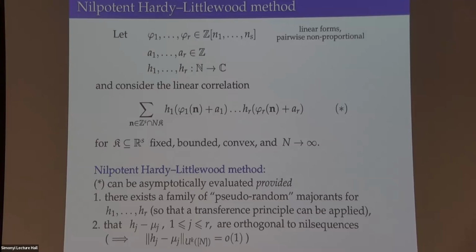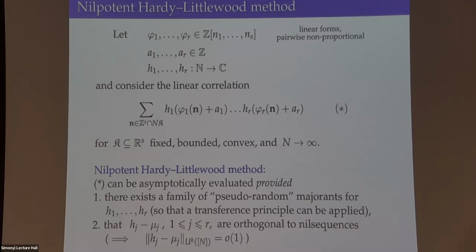And then we want to study correlations between arithmetic functions, and the arithmetic functions here are denoted h1 up to hr. The correlations we will look at take the shape star, where you evaluate each of your arithmetic functions at one of the linear forms shifted by one of the constants. And this product is summed over lattice points in some nice region. K is some fixed bounded convex set of positive volume in R to the S. And this set we take and we dilate it by some parameter n. And now we would like to know what happens to these expressions asymptotically as the dilation parameter n tends to infinity.